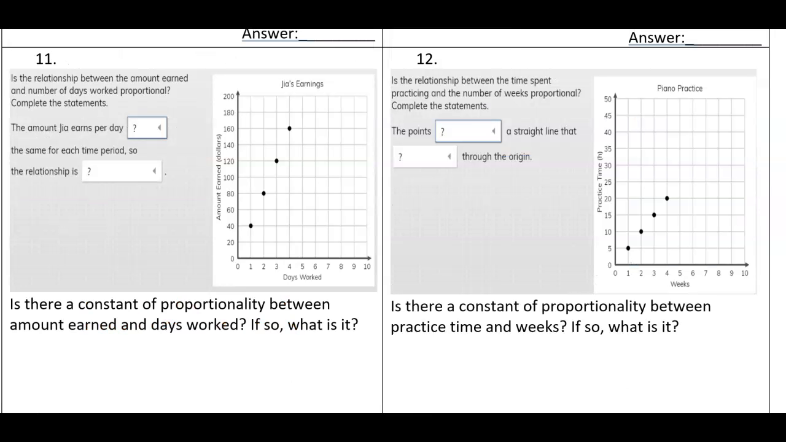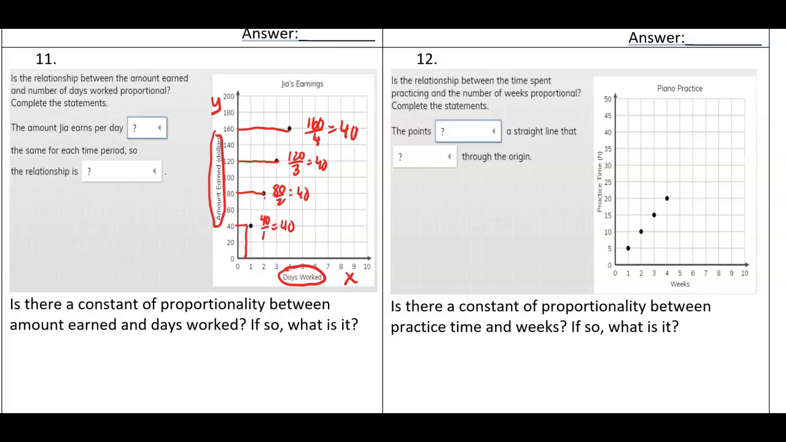And finally, number 11, is there a relationship between the amount earned, so dollars on the y-axis, remember, and the days worked on the x-axis. So remember, for a graph to be proportional, it has to go through 0, 0, and go up at a constant rate. Well, this constant rate is 40 over 1, which equals 40. This one was 80 over 2, which still equals 40. This was 120 over 3, which still equals 40. And 160 over 4 still equals 40. So the amount is the same, so the graph is proportional.